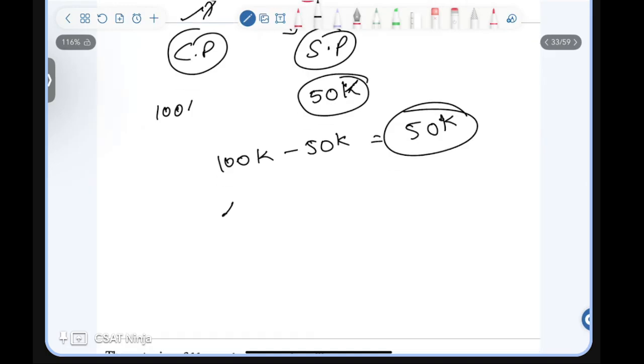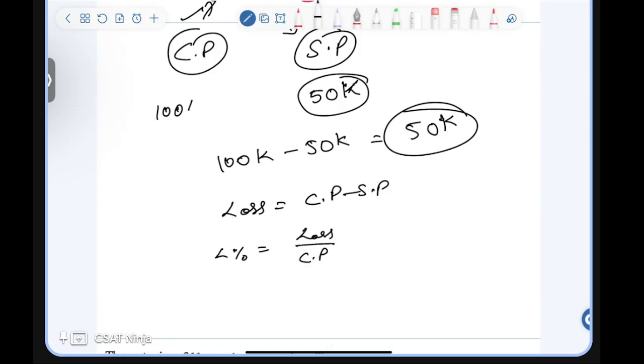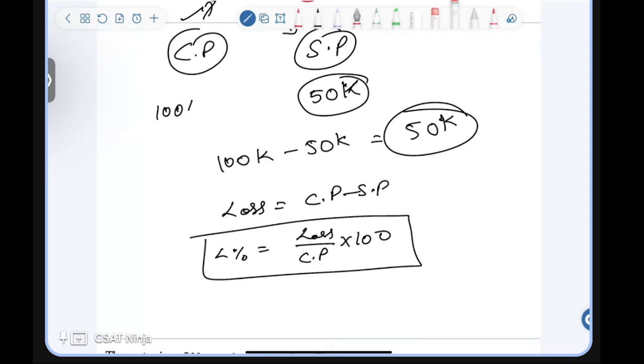So loss can also be represented as cost price minus selling price. Or if you are asked to find loss percentage, the formula is loss divided by cost price into 100. Always remember, we keep cost price in the denominator whenever you are finding profit percentage or loss percentage.